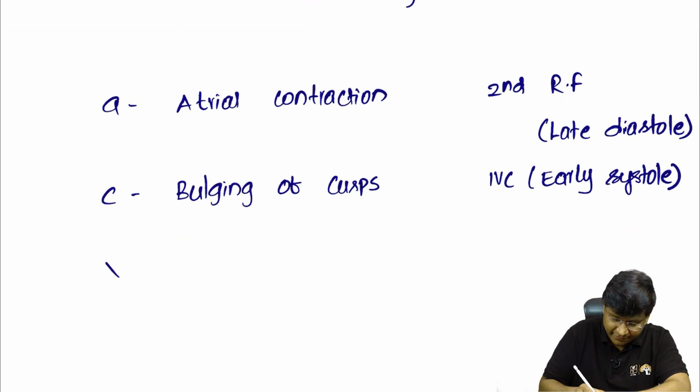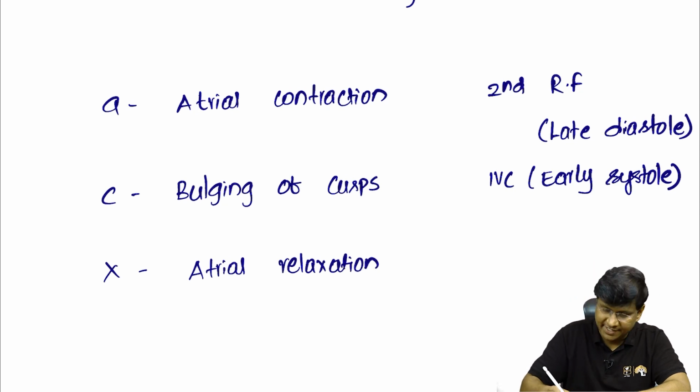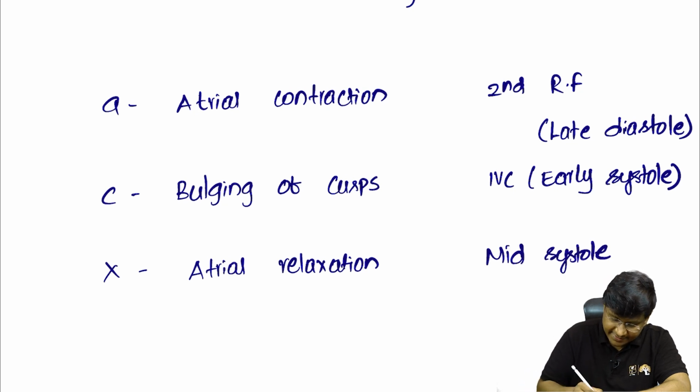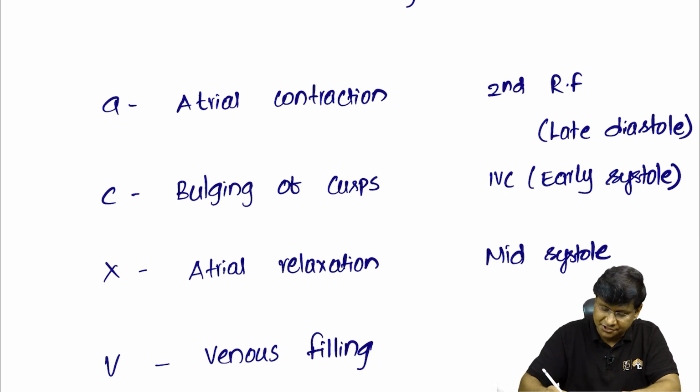Then we have the X wave, which represents the atrial relaxation, right? So this corresponds to which phase of the cardiac cycle? This corresponds to the mid systole, right? Then we have the V wave, which represents the venous filling. During the process of venous filling, the ventricle will still be in the state of contraction. So this corresponds to the late systole.